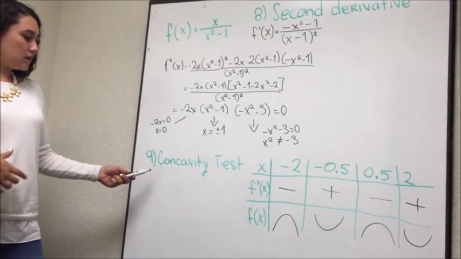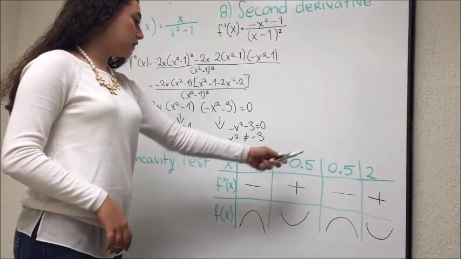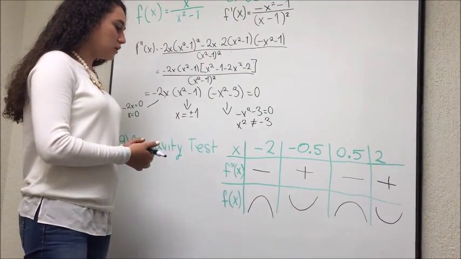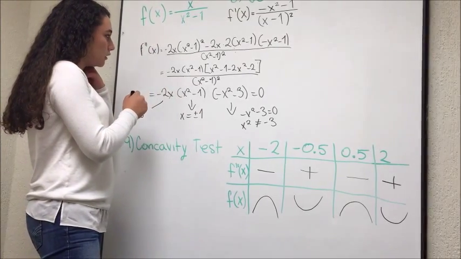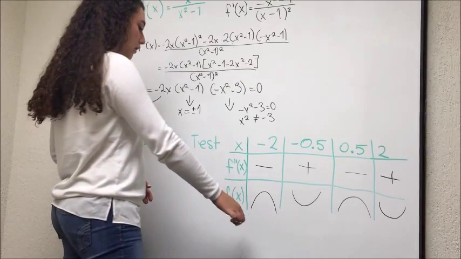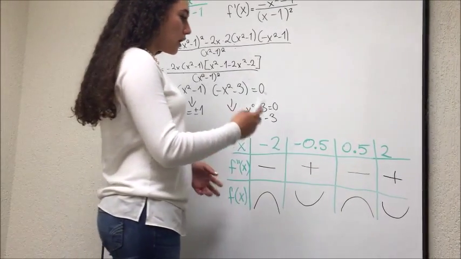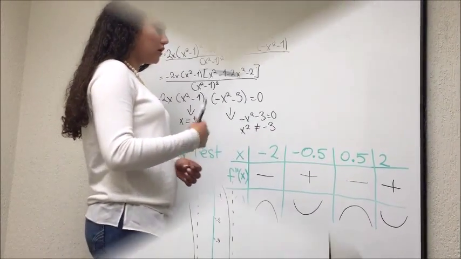And the next step is to do the concavity test, and we have these values that are in between our restrictions. So these values we substitute in our second derivative, and we have that at minus 2 our graph is going down, at minus 0.5 it is going up, at 0.5 it is going down, and at 2 it's going up. So this is our graph.